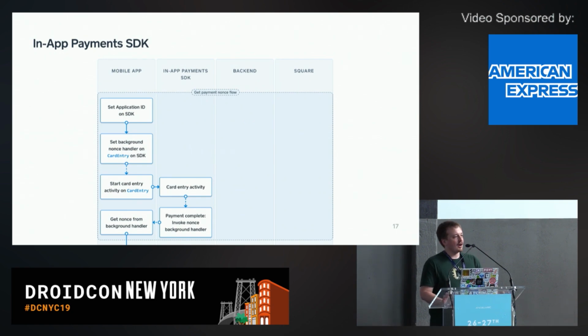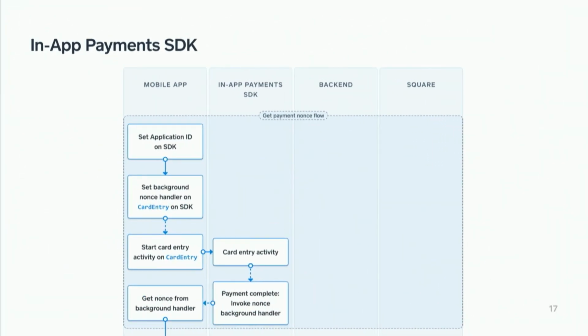So in terms of how an in-app payments SDK actually works, this is laying the groundwork of understanding how this is secure. We can skip over some of the parts like setting an application ID. These are preliminary things, but as we get through the flow and into the in-app payments SDK, you can see the card entry activity, the first event that we actually see. That's where they enter their credit card number.